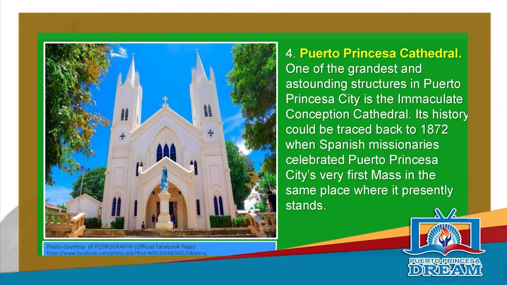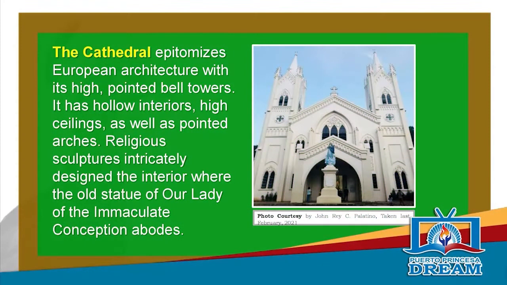Puerto Princesa Cathedral. One of the grandest and most outstanding structures in Puerto Princesa City is the Immaculate Conception Cathedral. Its history could be traced back to 1872 when Spanish missionaries celebrated Puerto Princesa City's very first mass in the same place where it presently stands. The cathedral epitomizes European architecture with its high pointed bell towers. It has hollow interiors, high ceilings, as well as pointed arches. Religious sculptures intricately designed the interior, where the old statue of Our Lady of the Immaculate Conception abides.